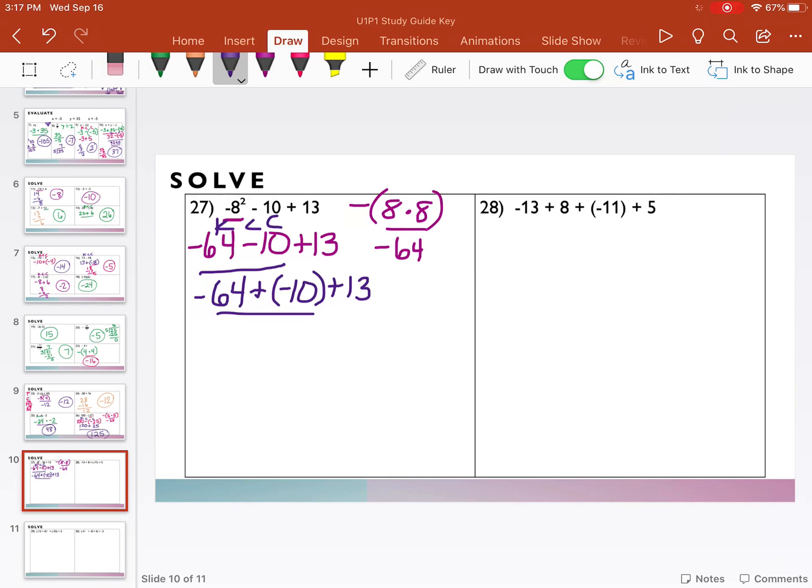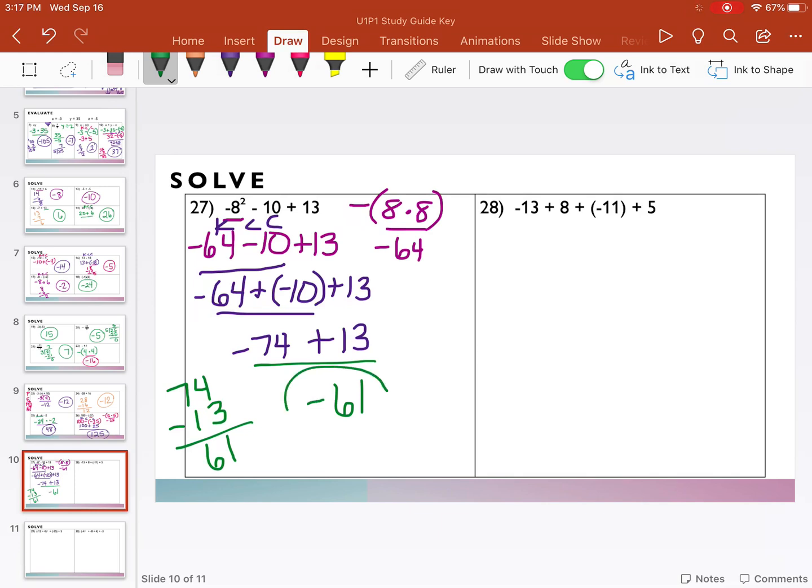Same signs, add and keep. So 64 plus 10 is 74. They're negative, so negative 74. Bring down my plus 13. And I'm going to do this step. Different signs, subtract. So I'm going to do 74 minus 13. 4 minus 3, 7 minus 1. I'm getting 61. Keep the sign of the larger number. The larger number was the negative 74, so it is a negative 61.